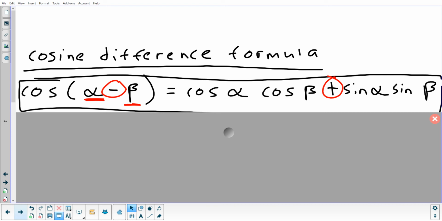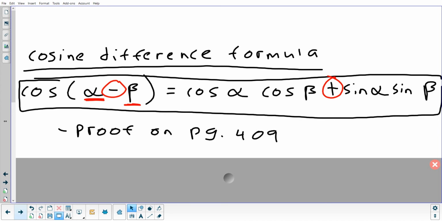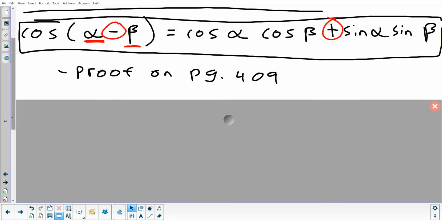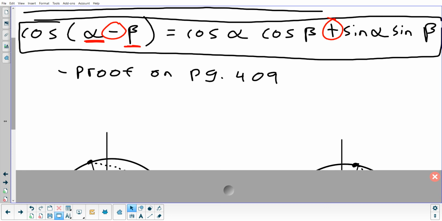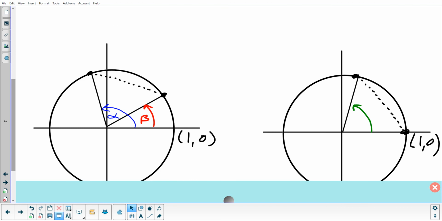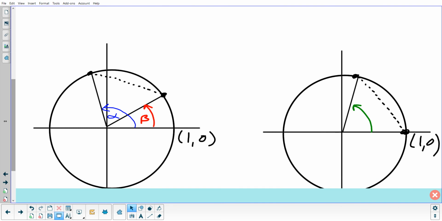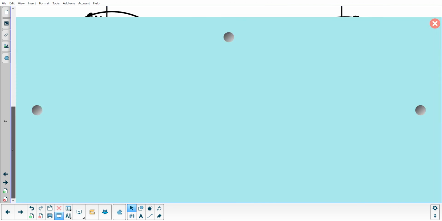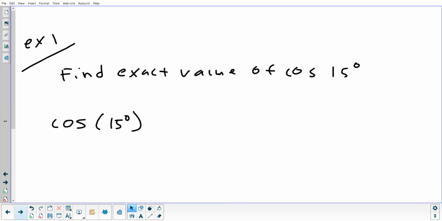Any question on the formula? Again, the proof is on page 409, but it's a little lengthy. It involves drawing some diagrams and measuring angles. We're not going to go through it, but that's what it involves. All right, so let's see if we can use that formula to figure this out.